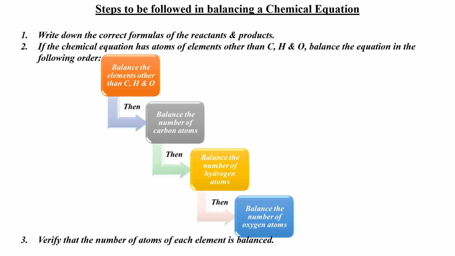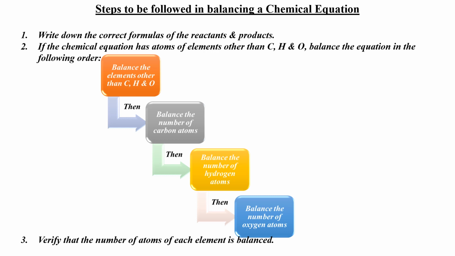The following steps should be followed while balancing a chemical equation. First of all, you must write down the correct formulas of the reactants and products. Clear? Second point, if the chemical equation has atoms of elements other than carbon, hydrogen and oxygen, like iron, copper, chromium, xenon, argon, balance the equation in the following order. First, balance the element present in your equation other than carbon, hydrogen and oxygen. After balancing that element alone, you must balance the number of carbon atoms. Only after that should you move on to balance the number of hydrogen atoms. You should give last preference to balancing the number of oxygen atoms. Clear?